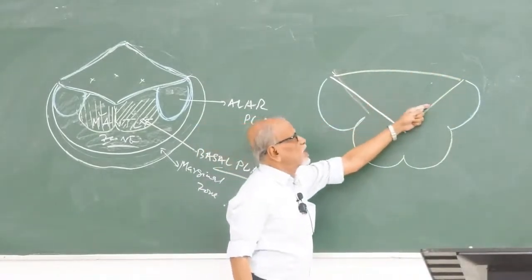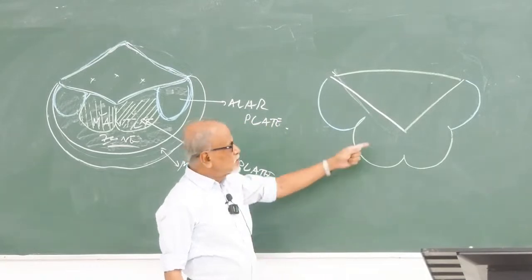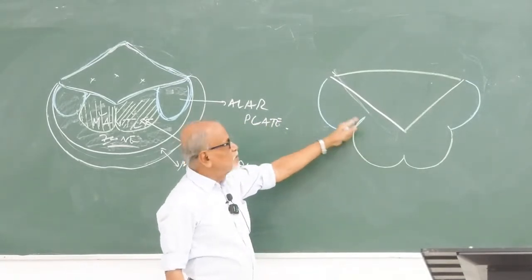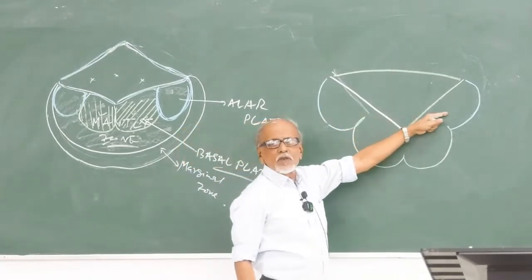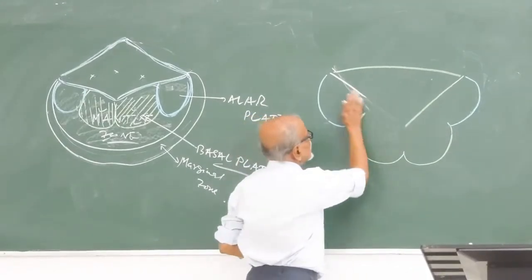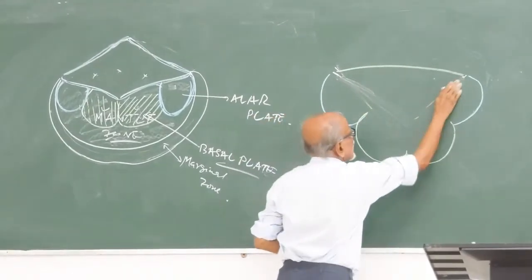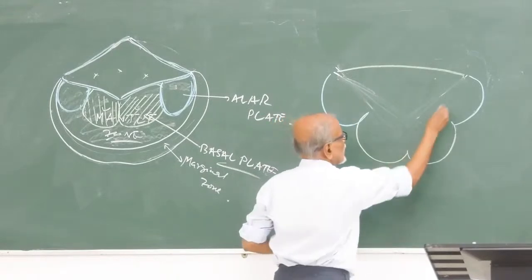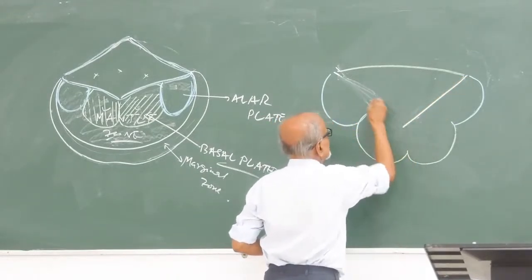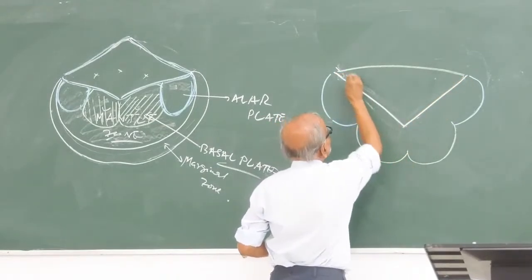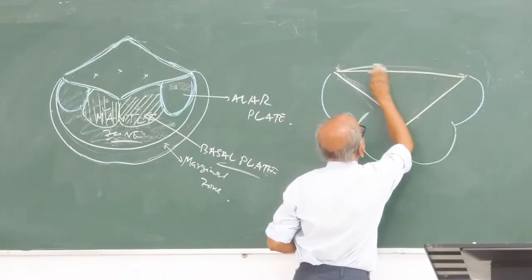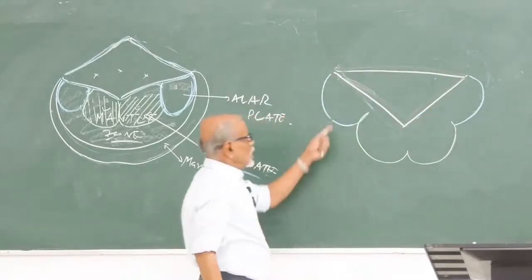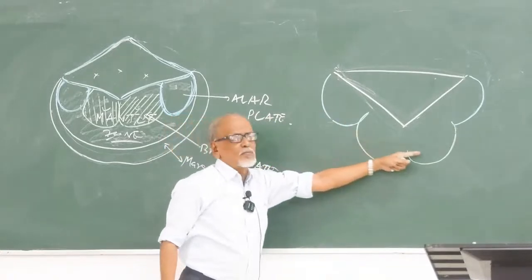This is the ventricular cavity. This is the basal plate. These are the alar plates. This is the ventricular cavity. Triangular. This is the alar plate. These are the basal plates.